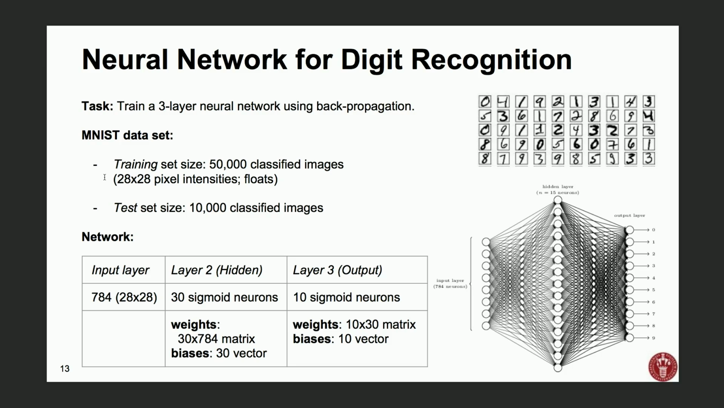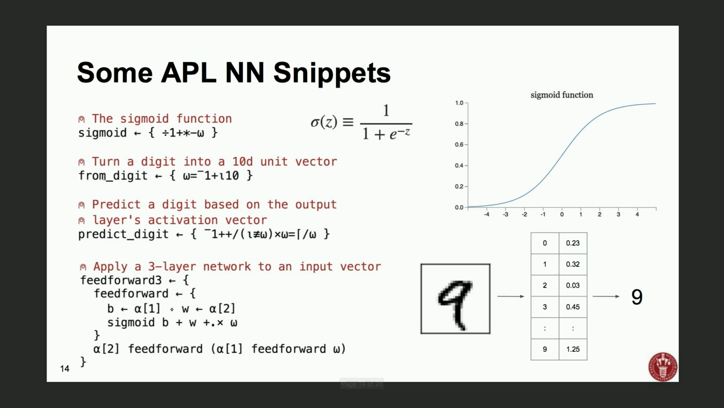So we can see here that once you feed in an image, if the network knows how to recognize digits, then if an 8 comes in, the output for 8 will have a high number, and we can read that to identify that it was actually an 8. I'll return to that, and I'll just give you some APL snippets of the code.